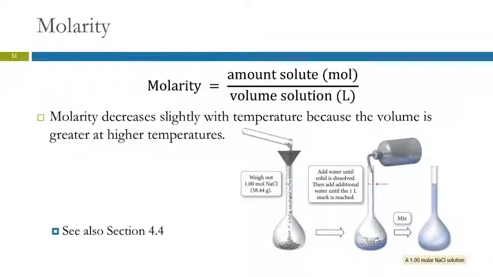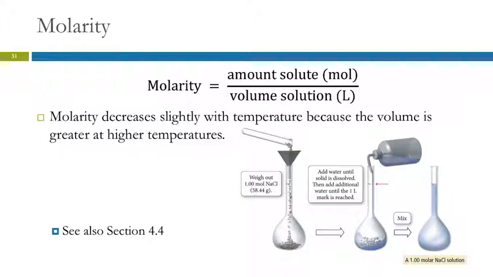So molarity, we covered this in 4.4. This is how you would make a solution. You would weigh out the amount of solute, the moles that you need. If we're making a 1 molar solution of sodium chloride, we'd need 58.44 grams, the mass of 1 mole. We're going to put that in a volumetric flask and add water, the solvent. And we're not adding a liter of water. We want the total solution volume to be 1 liter.